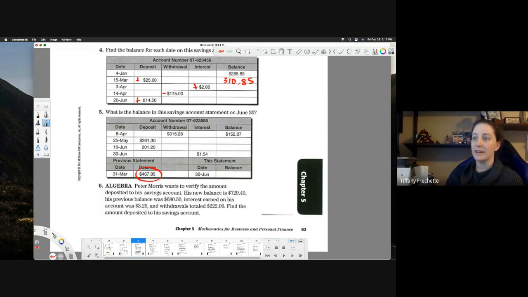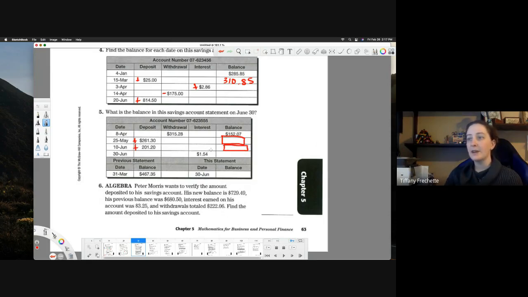So that's where they ended up doing this withdrawal at the top. So we took out $315.28 from the $467.35. And they subtracted these two amounts to get $152.07. So they just subtracted there. And then this is the deposit. So we would add that to $152.07 and get a new balance here. We'd add the next deposit and get another balance.